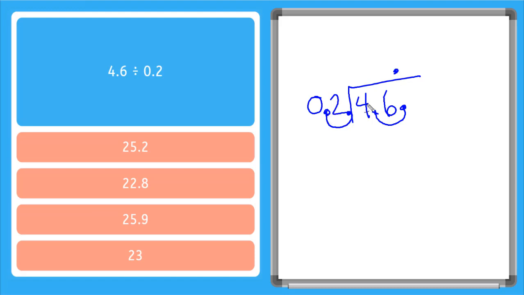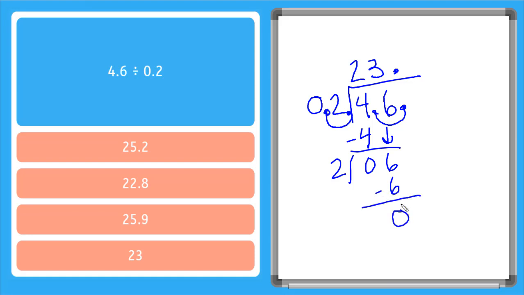So we know 2 goes into 4 2 times. 2 times 2 is 4. I subtract that. I get a 0. I'm bringing my 6 down. 2 goes into 6 three times. 3 times 2 is 6. Subtracting that, I get a 0. 2 goes into 0 zero times. So my answer is 23, right there. So now you kind of get the hang of it.